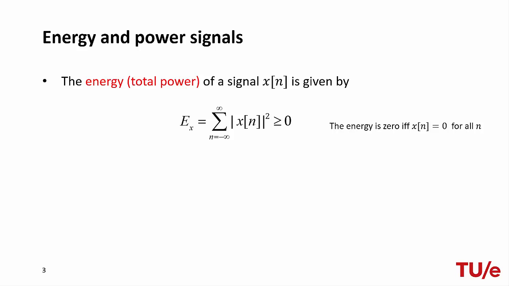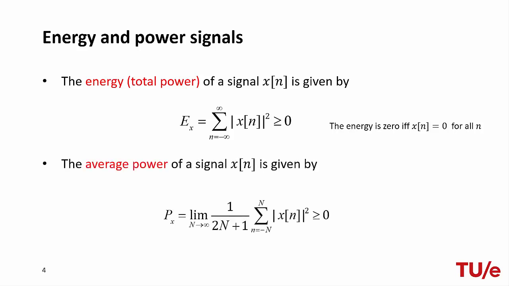The total energy of a signal x is given by the square modulus of x over all time instances. Here we focus on discrete time signals, but the definition for continuous time signals is easily obtained by substituting the sum with the integral. The energy is also the total power of a signal. If we want to calculate the average power, we need to first calculate the sum over a period and then take the limit for the period that goes to infinity.